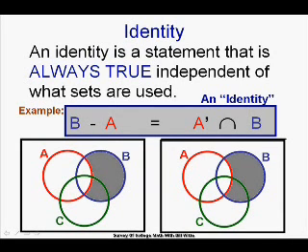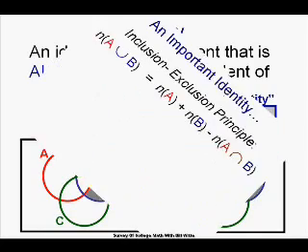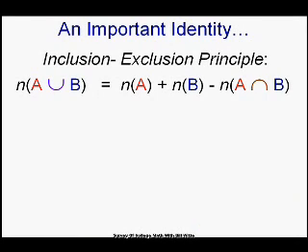Now, what do I care about identities anyway? Well, there's basically only one identity that we're going to use about 3 times this semester. It's called the inclusion-exclusion principle. Include this, don't include that kind of a thing. Note what the little n means: the number of members. The number of members in a union of A and B is always going to equal the number that's in A plus the number that's in B minus the number of members in the intersection of A and B.